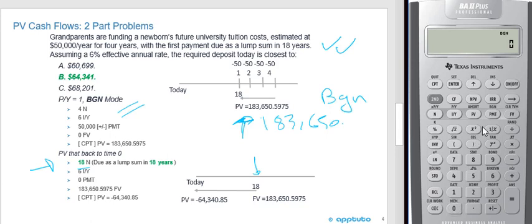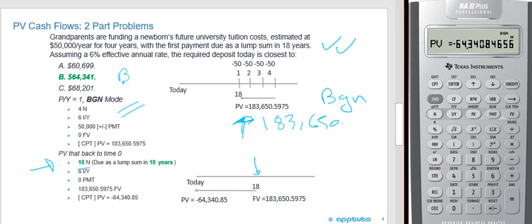And of course, there's no payment, right? Using the 6 I/Y, but now it's at the beginning of the 18th year, so I can use 18 as my N. And so when I compute the present value, boom, I get the same answer. It's 64,341, which is B.